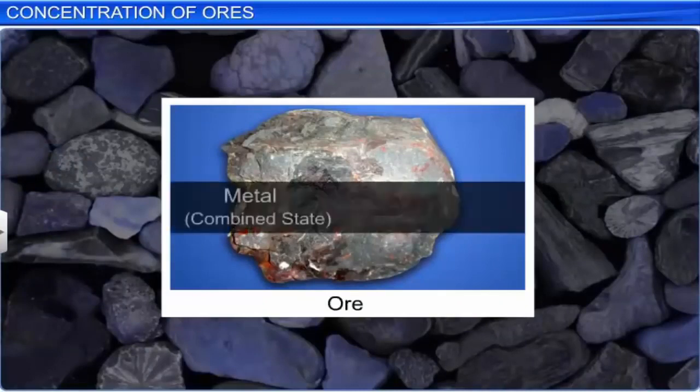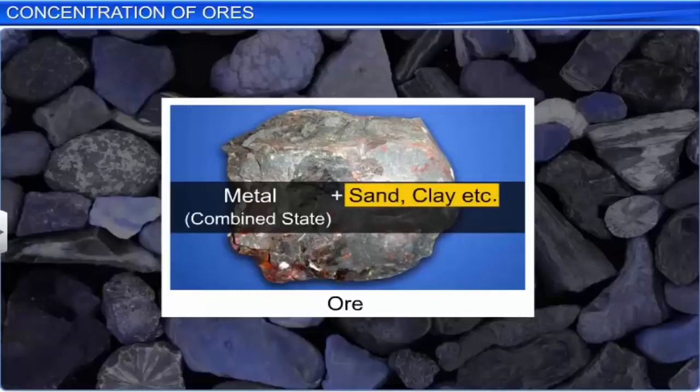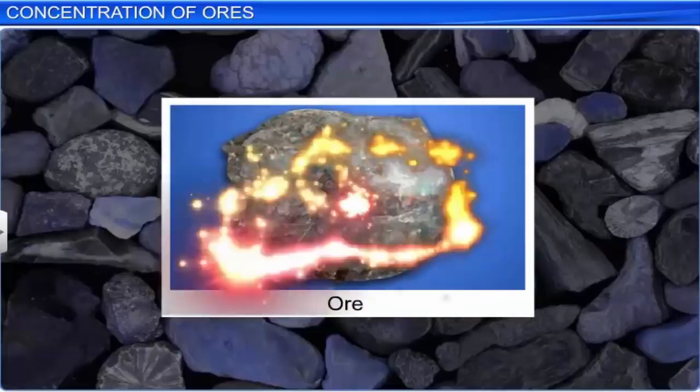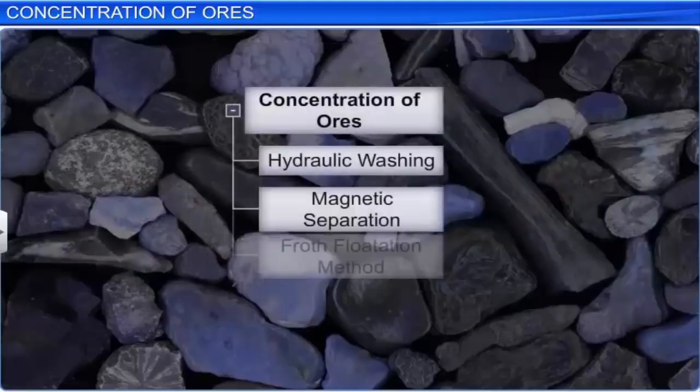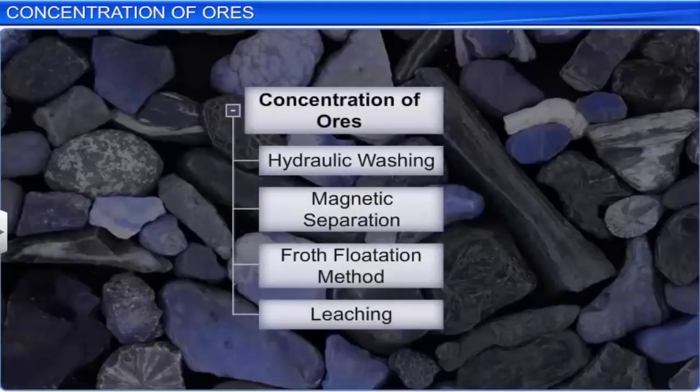An ore contains a metal associated with other undesired substances like sand, clay, etc. These undesired substances are collectively known as gangue or matrix. The process of separating gangue from an ore is known as concentration of the ore. It is also called dressing or benefaction. Metals can be concentrated from their ores using any of these methods: hydraulic washing, magnetic separation, froth flotation, or leaching.